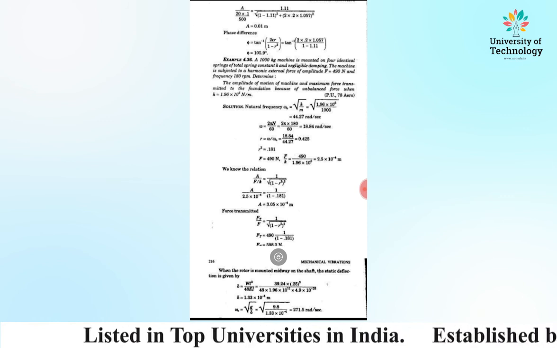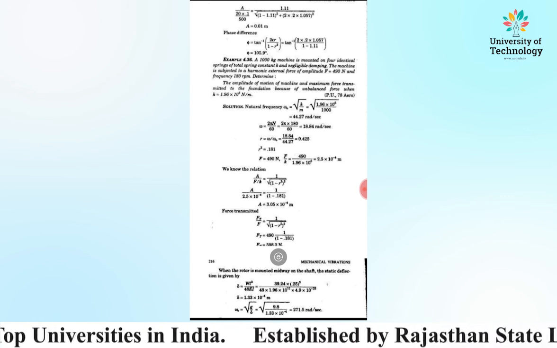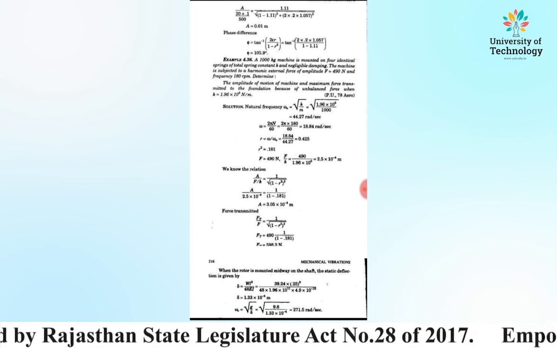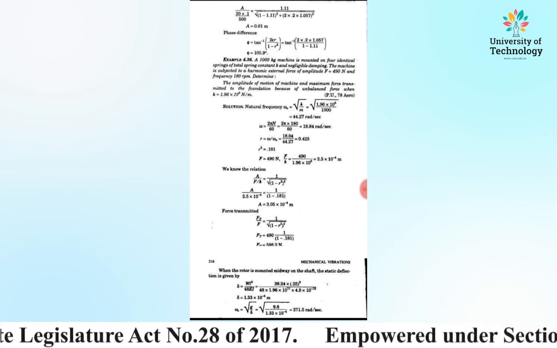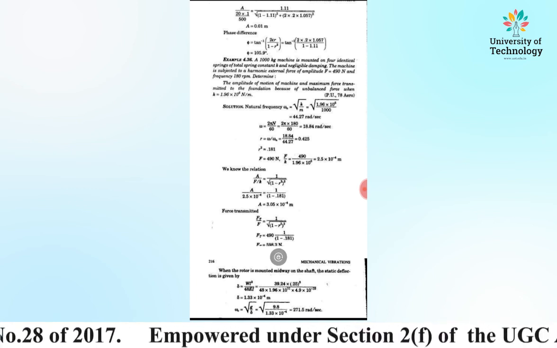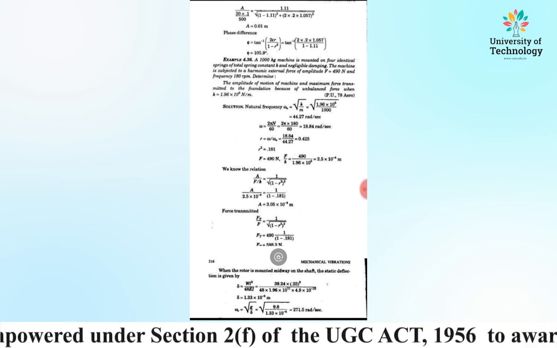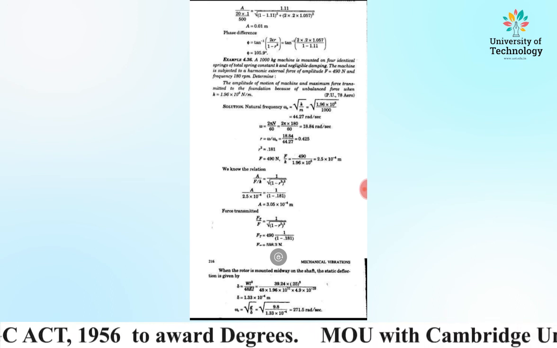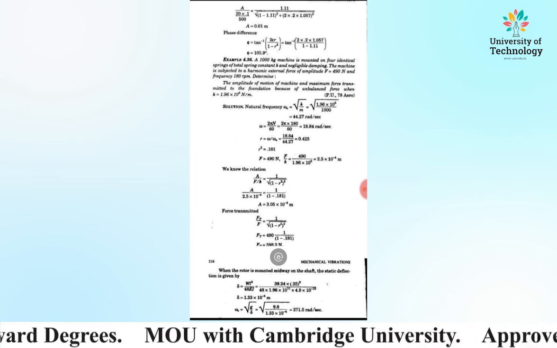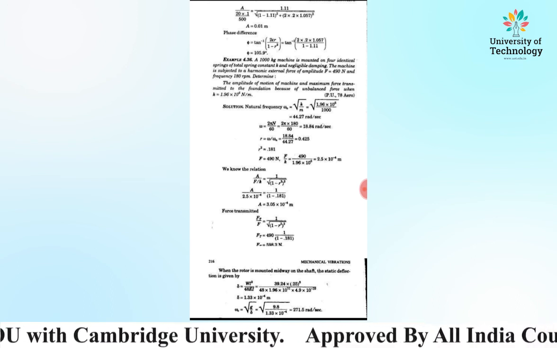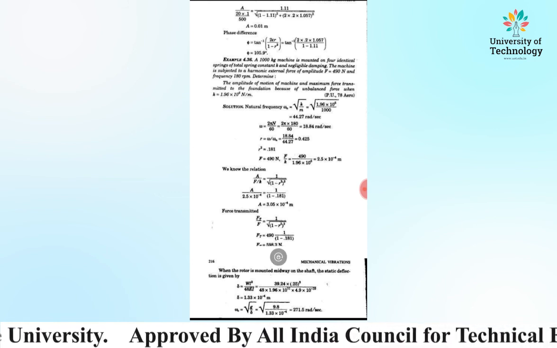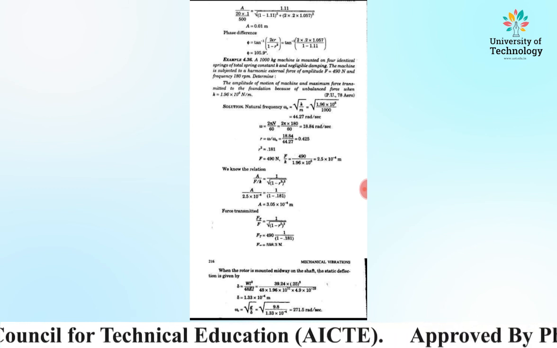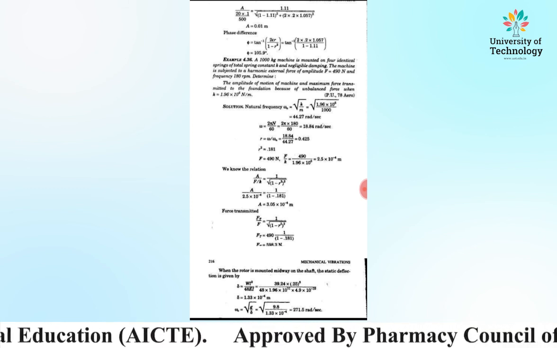Now the force transmitted, means the force which is transmitted to the foundation, that is Ft by F is equal to 1 by (1 minus r squared), and we get the value of Ft equal to 598.3 Newton.